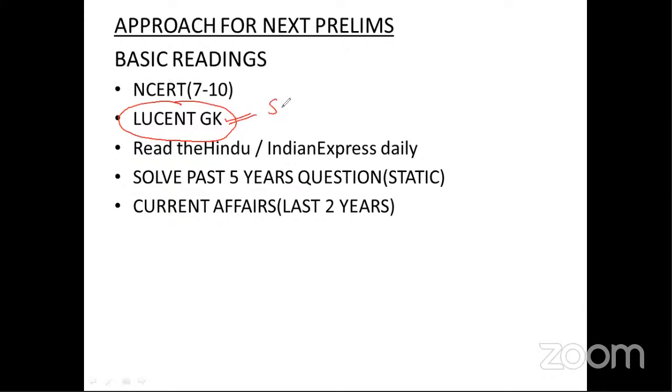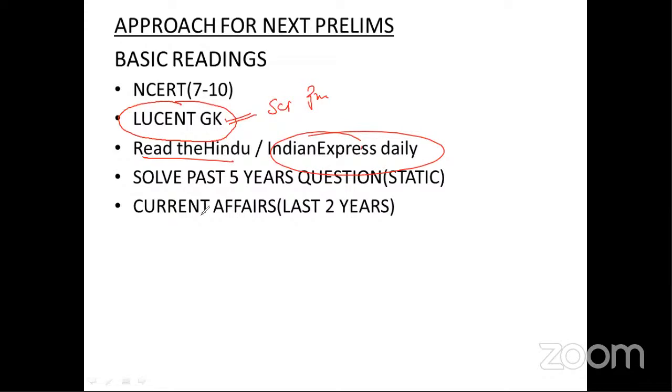At least you can read the science section, because in the science section you learn the basics of physics, chemistry, and biology. These are three important areas where sometimes UPSC asks questions from the basic part of physics, like optics. They can ask you a question from nuclear technology. They can ask you a question from thermodynamics. This type of information is very important. Solve past five years' papers. Read The Hindu newspaper and Indian Express daily. Reading a newspaper daily is very helpful for you.